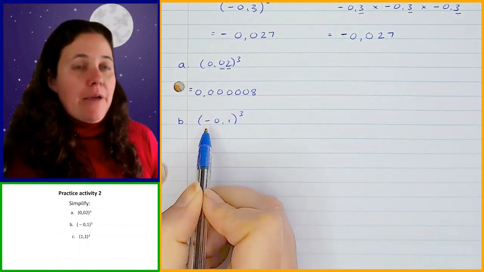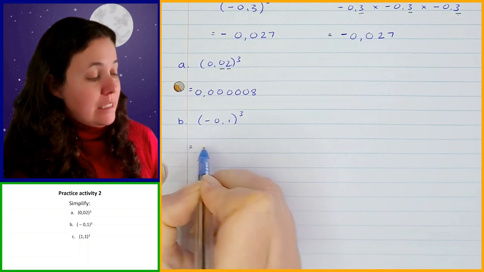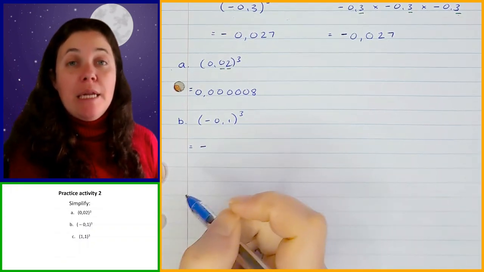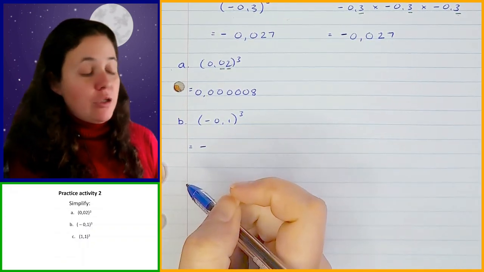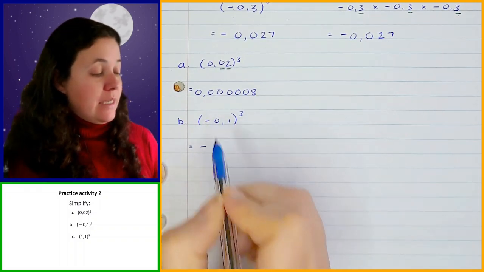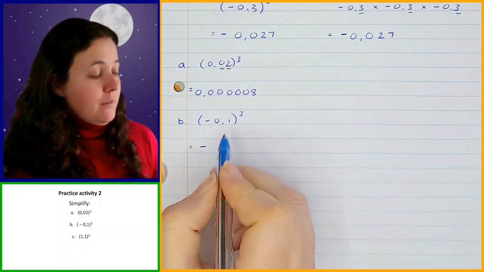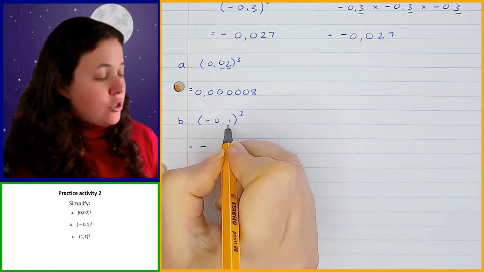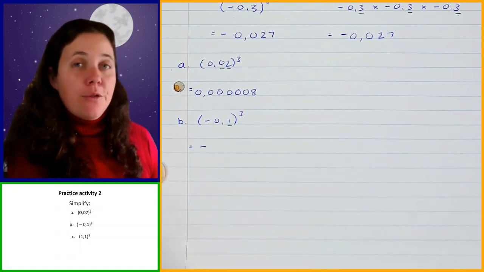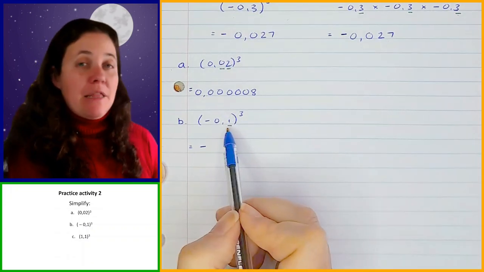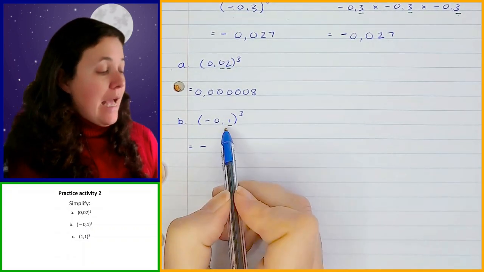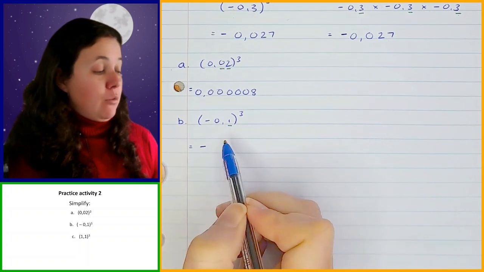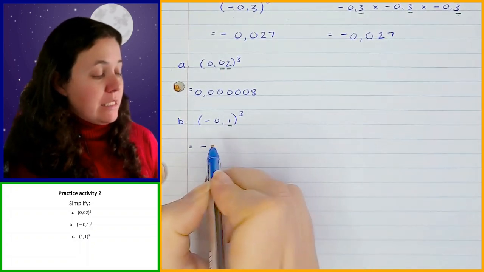Question B, we had negative 0.1 cubed. Now in this one, I've got a negative that I'm cubing, so my answer is going to be negative, because when I cube a negative number, I get a negative answer because that's an odd number of negatives. So it's a negative answer. Then I've got 1 decimal place, so my answer needs to have 3 decimal places because I'm multiplying that together 3 times. So my answer must have 3.